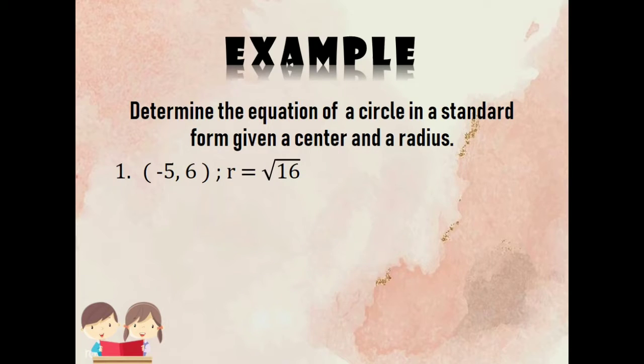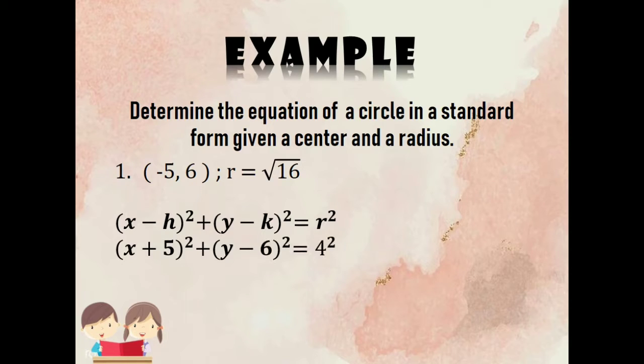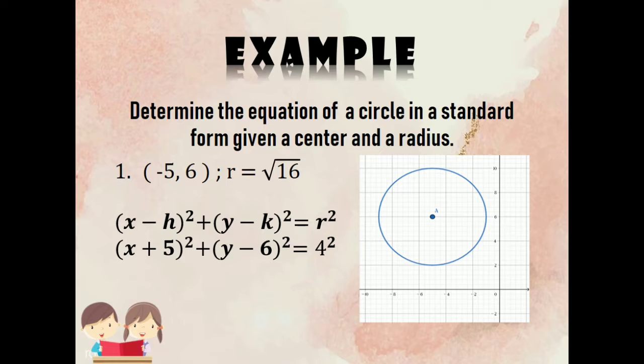Let's have an example. Determine the equation of a circle in standard form given a center and a radius. Number 1: a center (-5, 6) and a radius equal to the square root of 16. Substitute h, k, and r to find the equation in standard form. Since (h, k) equals (-5, 6) and r equals 4, we have the quantity x plus 5 raised to the power of 2 plus the quantity y minus 6 raised to the power of 2 equals 4 squared. And if we graph this equation, the graph will look like this.